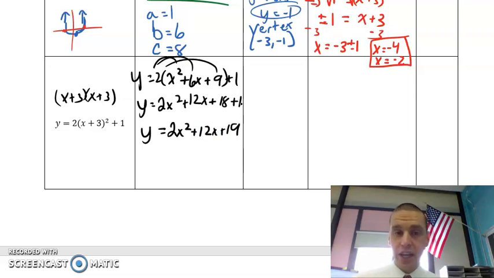I now find the vertex. Remember that our a value is 2, b value is 12, c value is 19. So x = −b over 2a, negative 12 over 2 times 2.